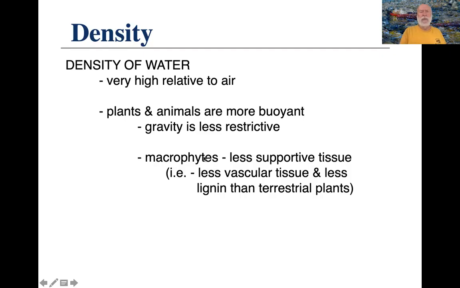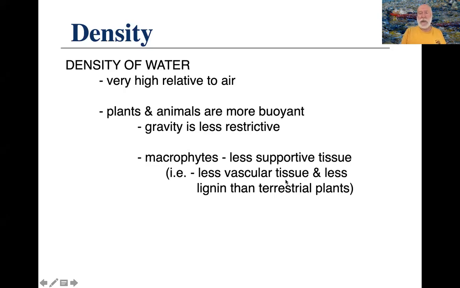Okay, so macrophytes, aquatic plants, have less supportive tissue than their terrestrial cousins. Okay, they don't need much supportive tissue. So of course they don't have much in the way of vascular tissue because they don't need to be pumping water around to the same extent as terrestrial organisms. But they also don't need, to grow upwards in the water column doesn't take much support, in contrast to, say, a tree.